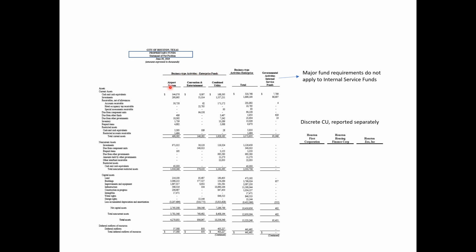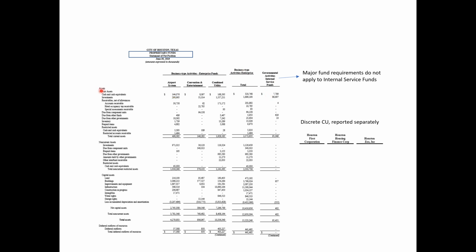Enterprise funds are listed by major enterprise fund. Three major enterprise funds. In Houston, we have airport systems, convention and entertainment, and combined utilities. Okay, we have the total for all the business-type activities. Then the last column is for governmental activities, internal service fund, because it's basically governmental activities for internal service. And this is for business activities.